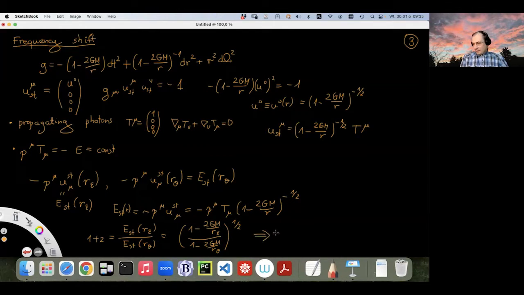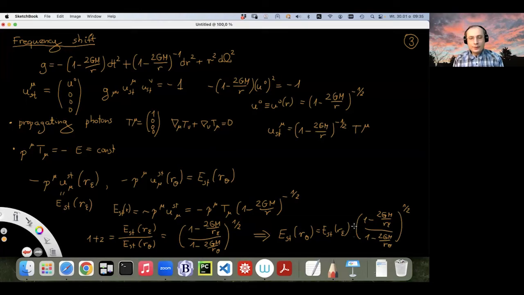Or to say the same thing differently, the energy as observed by the static observer at radius RO is the energy as registered by the emitter at the radius RE multiplied by (1 minus 2GM over RE) over (1 minus 2GM over RO), to the power of 1/2. Now, you can easily check that this formula is perfectly consistent with the Newtonian approximation we considered before.